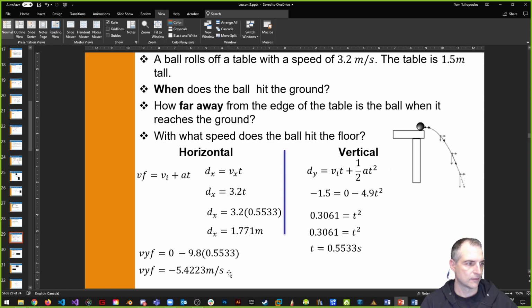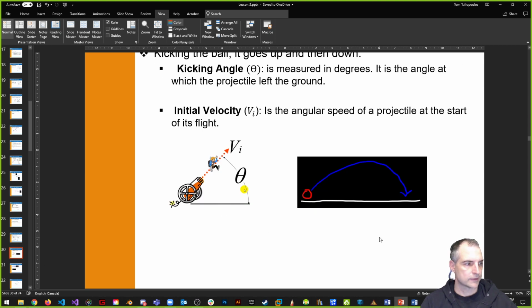Make sense? Now that we know this, we know the velocity vector. The velocity vector is 3.2, negative 5.4223. That's the velocity vector. And then we can figure out the speed. Make sense? Hopefully it does. All right, let's continue.